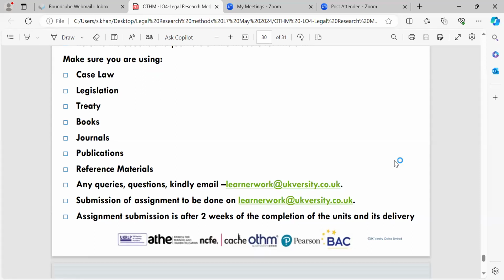If you have any questions, email learnerwork@ukvarsity.co.uk. Submission of the assignment is to be done on learnerwork@ukvarsity.co.uk. Make sure you're looking at the assignment, what the expectation is, which we'll go through in the assignment discussion later. Make sure you're following the structure. Make sure you're using the same words that are in the feedback sheet to identify each element of the assignment.